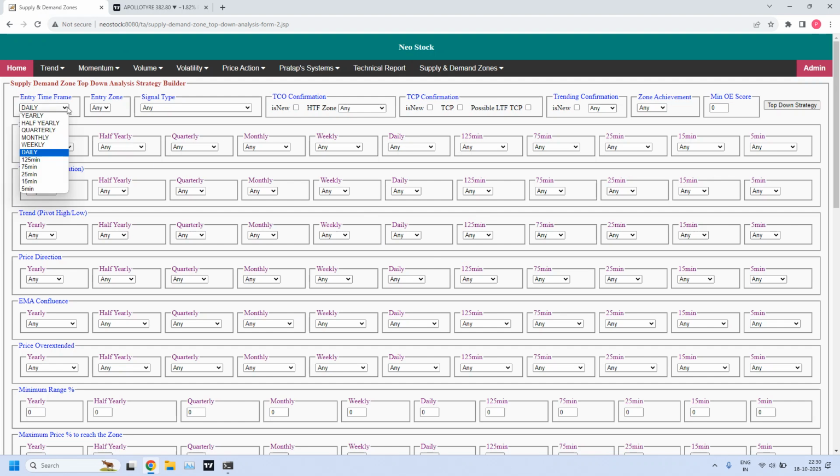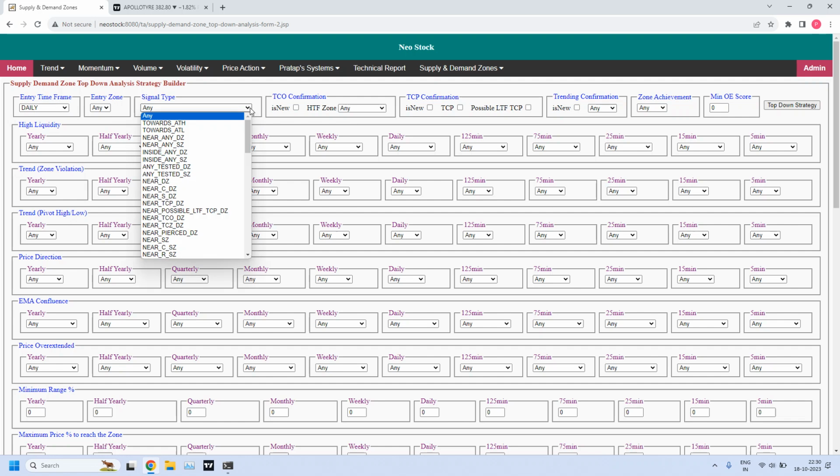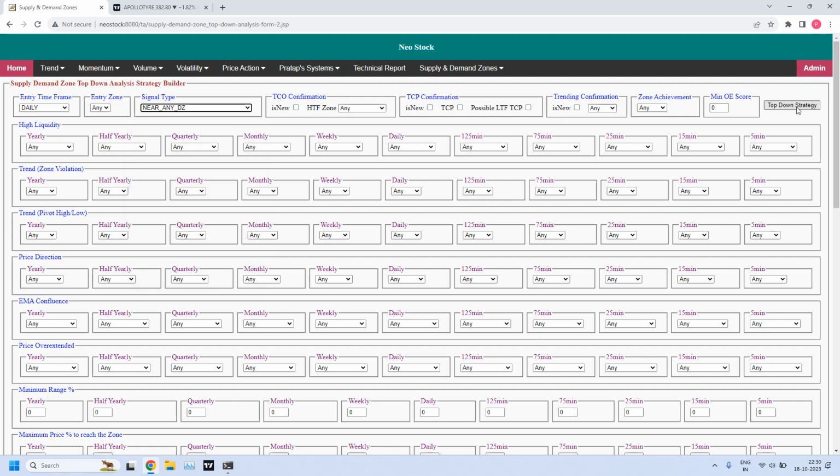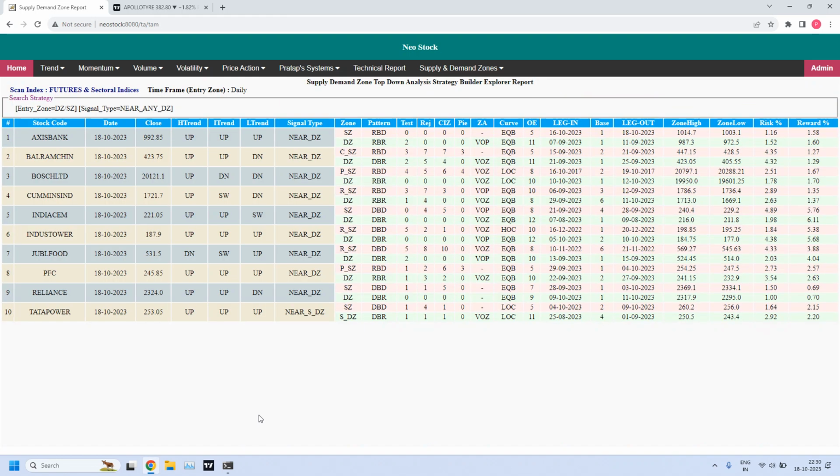Entry time frame is daily. Let us find the stocks near daily demand zone. So these 10 stocks are near to the daily demand zone. And we have a few high liquidity demand zones in this list. Tata Power is there, which is already tested once. It is at low on the curve. So you need to look for a deep entry.